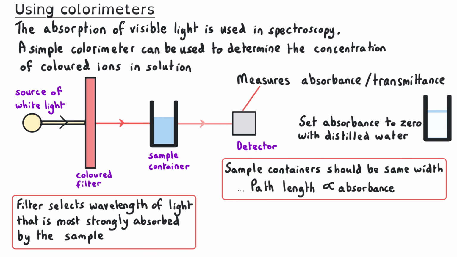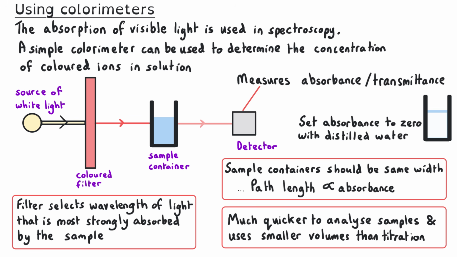It's important to make sure that these sample containers are always the same width, because the path length that the light travels through is directly proportional to the absorbance. In other words, a wider sample container would absorb more light. This process is much quicker to analyse samples than something such as titrations, and it also enables us to use a much smaller volume of our sample, and in fact we can reuse our sample after it has been analysed.